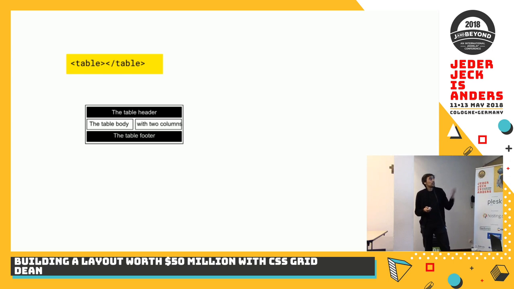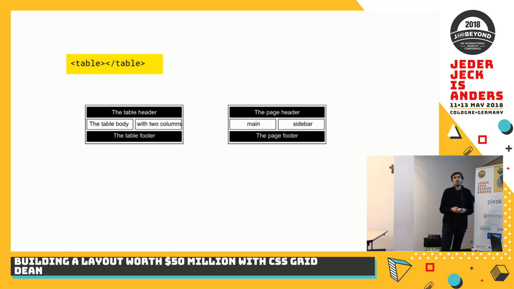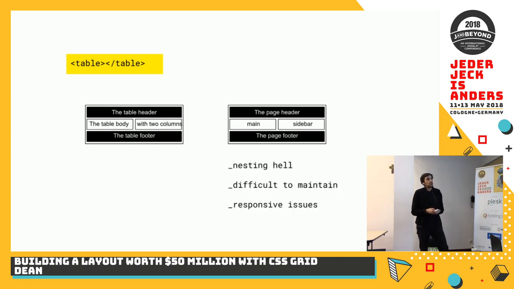But actually, when we look at the normal table layout construction, it's very natural to go from this to that. So this is like a normal table, and just imagine transforming it so that instead of a table header, it becomes a page header, and so on. But this led to nesting hell, having who knows how many tables nested within each other, which leads to maintenance difficulties, and of course with responsive needs for our websites, tables were not a way to do it.